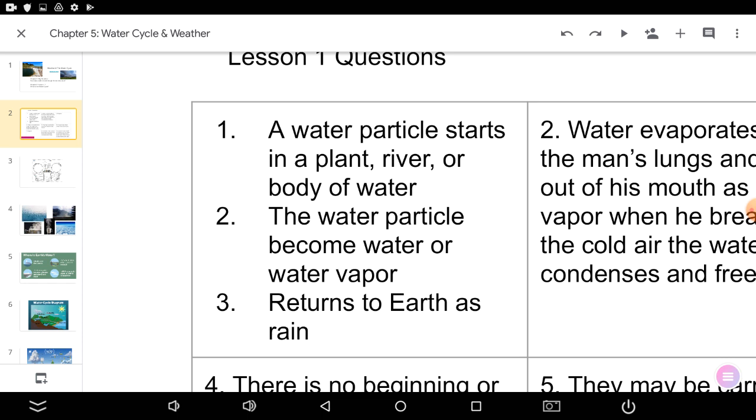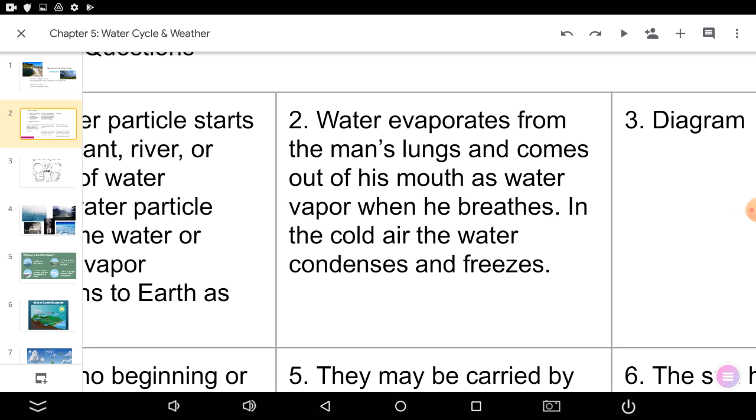When he breathes out, is there moisture coming out of his mouth? Yes. Moisture that, when it hits cold air, is turning from water vapor, which is hot, and it is freezing, so it is sticking to his throat, and then it's like frozen on his beard. Okay? So in words that make a little more sense. This was the book answer, very technical. Water evaporates from the man's lungs. You can say his breath comes out of his mouth as water vapor when he breathes.